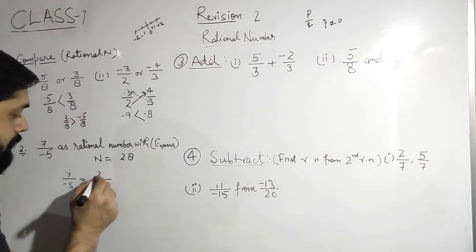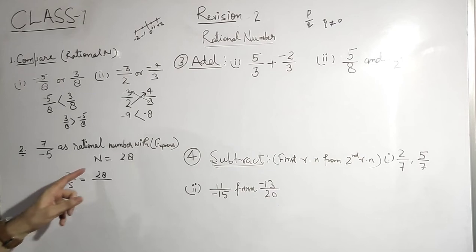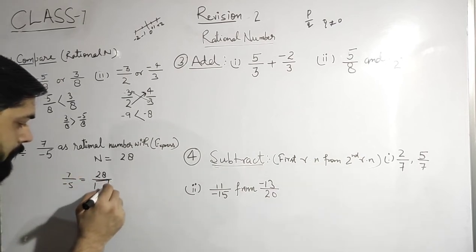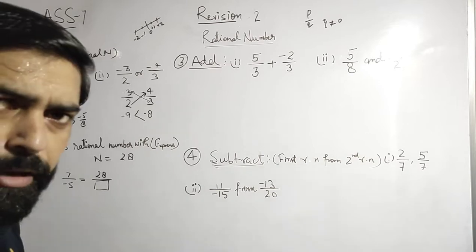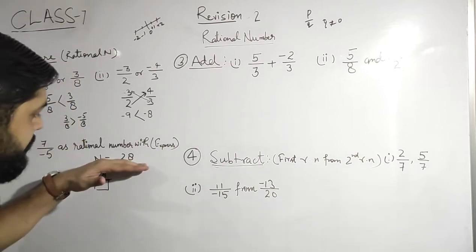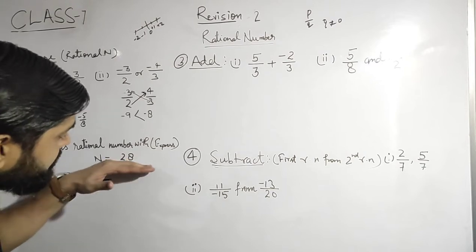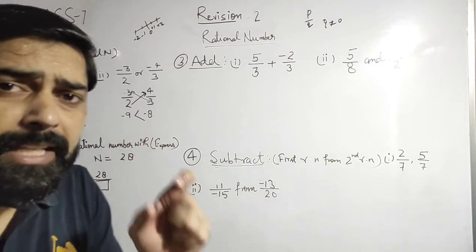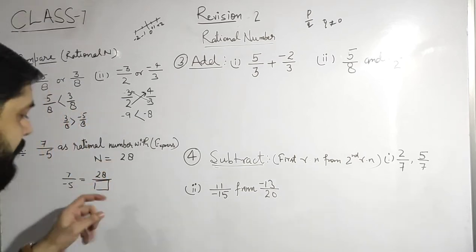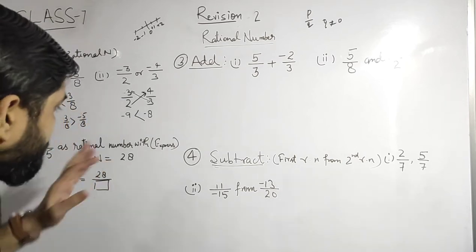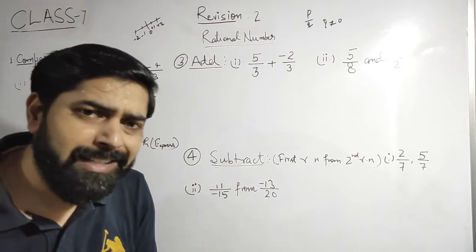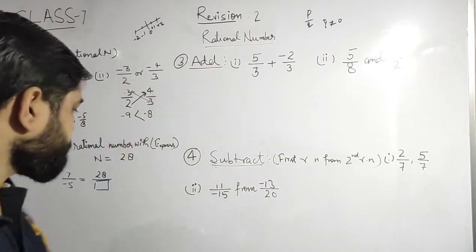So what is given? 28. But here there is no denominator. So how can we find the denominator? Look here, this is the first rational number, this is the second rational number, and in the second rational number we have only the numerator. Which one is missing here? The denominator. We can find it by the equivalent rational number rule.